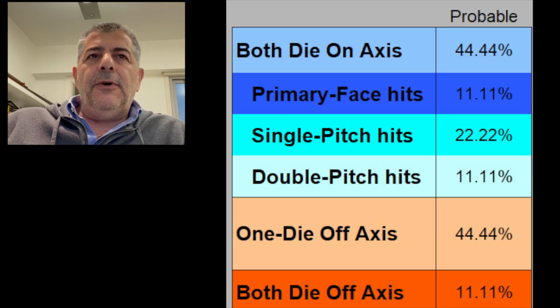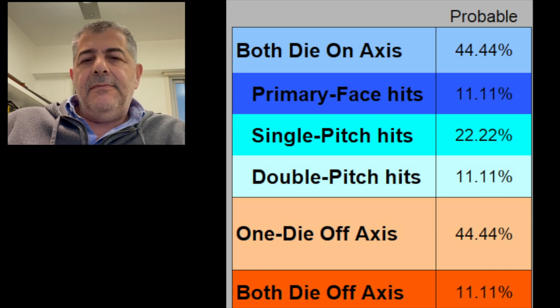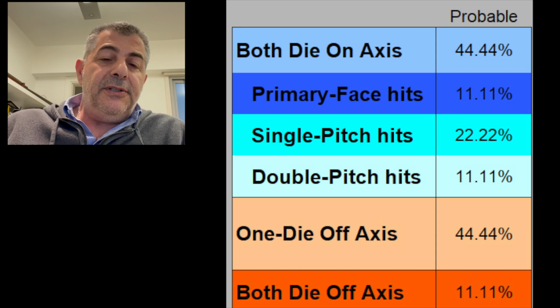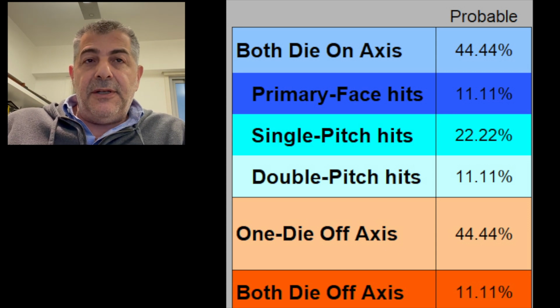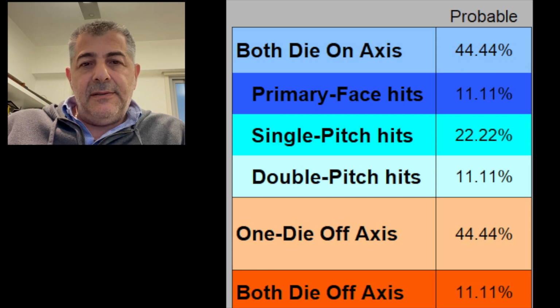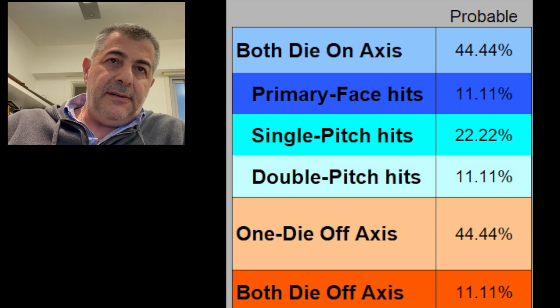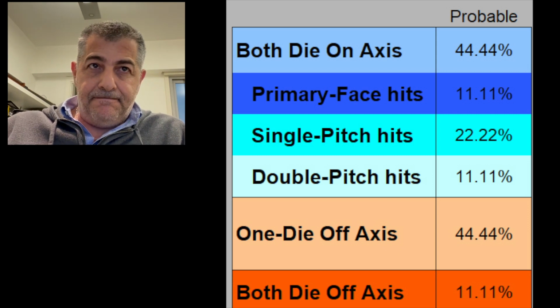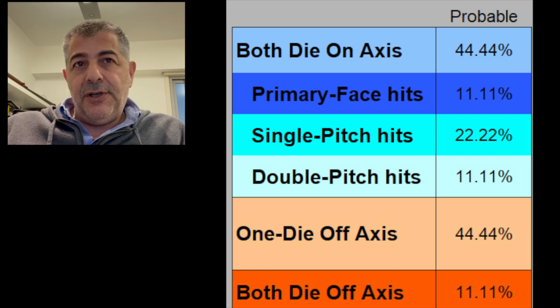But what is the definition of more often? Well, the averages are as follows. Both dice staying on axis, whether they're primary, secondary, or double pitches, 4.5 times out of 10. One die off axis, 4.5 times out of 10. Both dice off axis is a bit rare, 1 out of 10. Single pitch on axis, 2 out of 10.